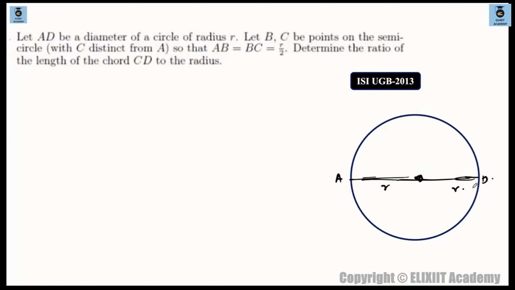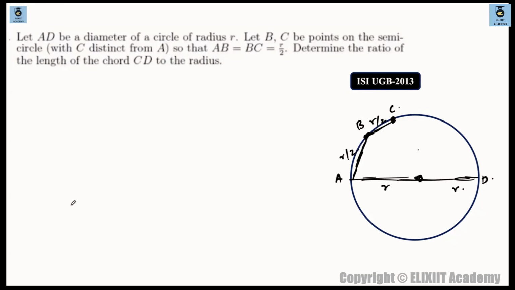Fine. Let B and C be the points on the semicircle. So we have a semicircle here. ठीक है, कोई भी एक semicircle मान लो. B and C are any two points of the semicircle with C distinct from A, so that AB is equal to BC is equal to R by 2. अच्छा, तो B and C are any two points on the semicircle. Anywhere you take 2 points, B and C over here, where AB and BC, both of them are R by 2. अच्छा, AB भी R by 2 है and BC भी R by 2 है. This is R by 2. This is also R by 2.